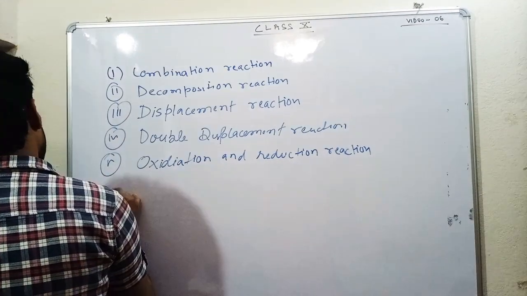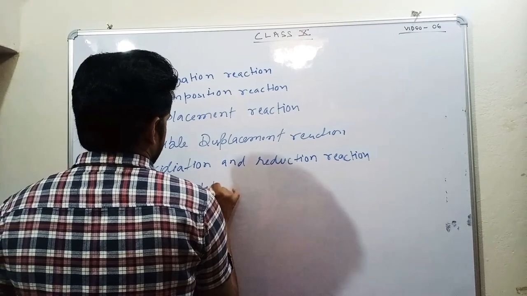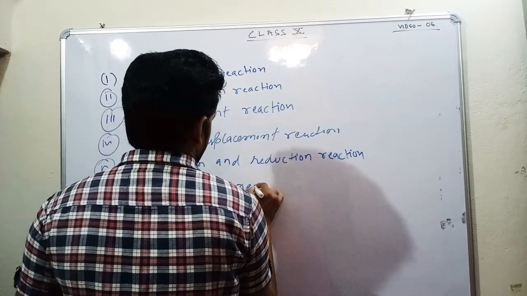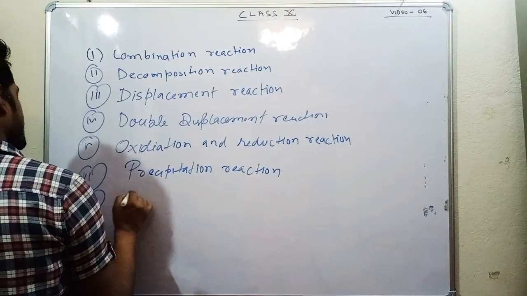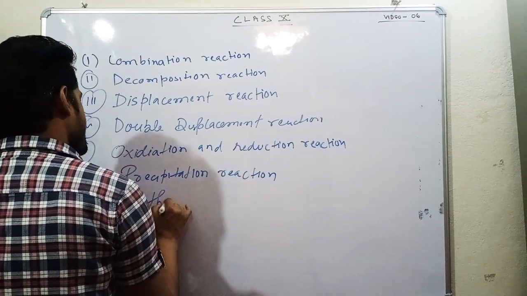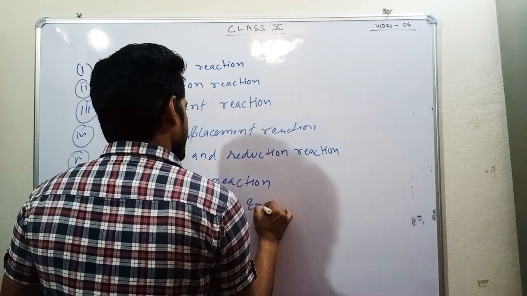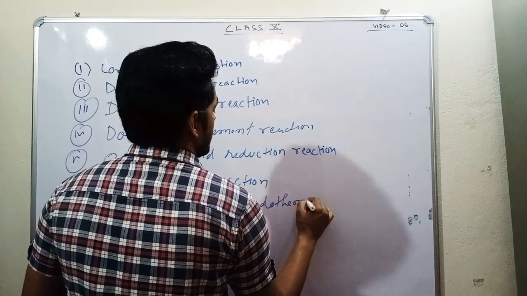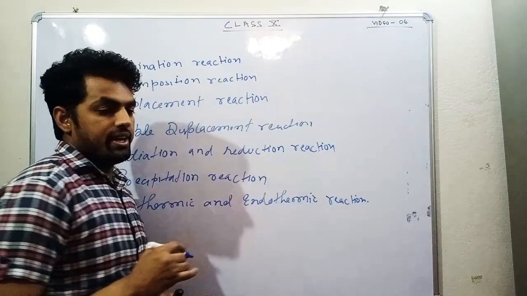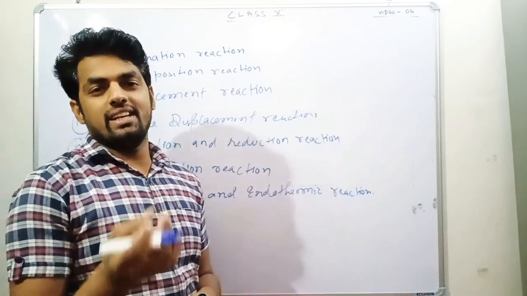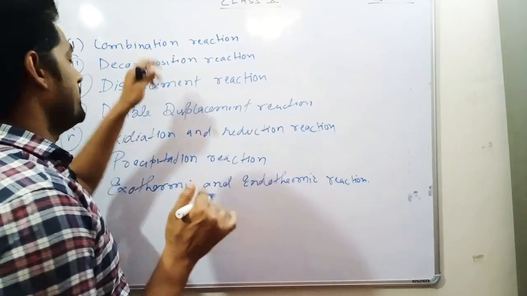Sixth one, we will discuss precipitation reaction. And seventh one will be exothermic and endothermic reaction. I will try my best to make you understand each and everything. First of all, we just start with a combination reaction.